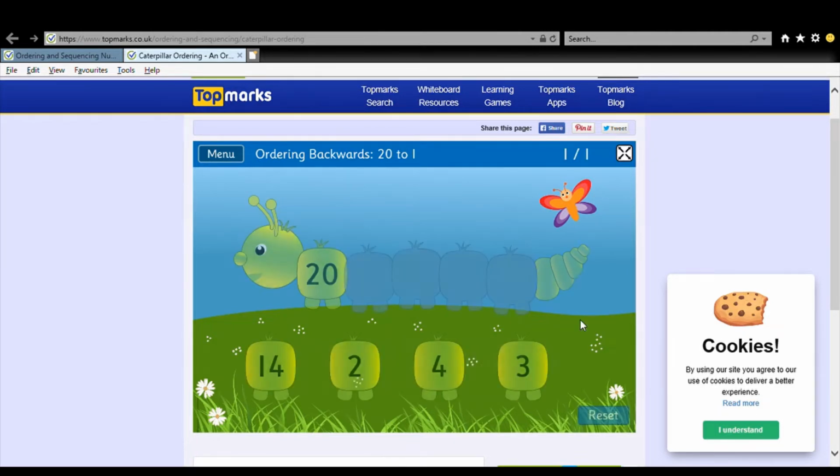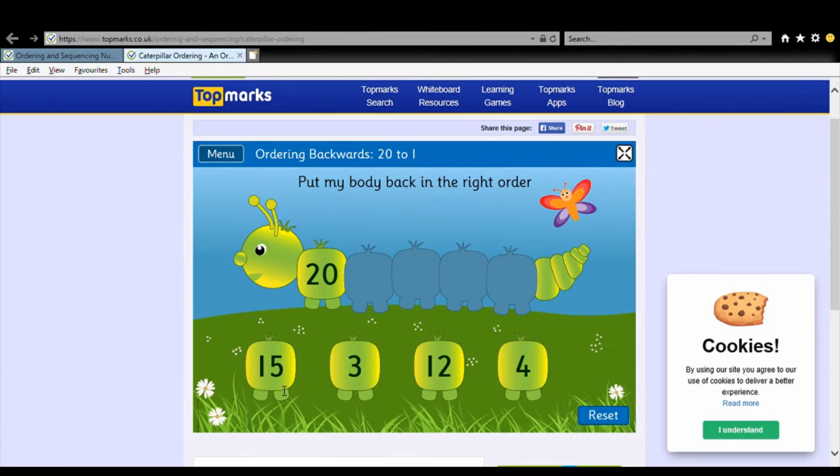Yay! Let's try another one. Oh, that's the same numbers. Let's reset. Here we go. So have a think in your heads. Which number would you put next? That's 20. It would be 19, but we don't have a 19. What about 18? 17? 16, 15, 14, 13, 12, 11, 10, 9, 8, 7, 6, 5, 4, 3, 2, 1.